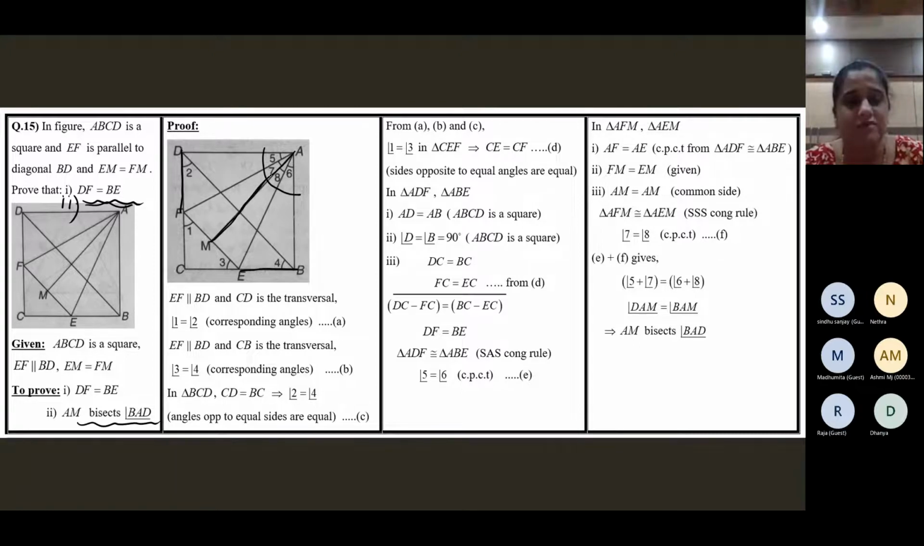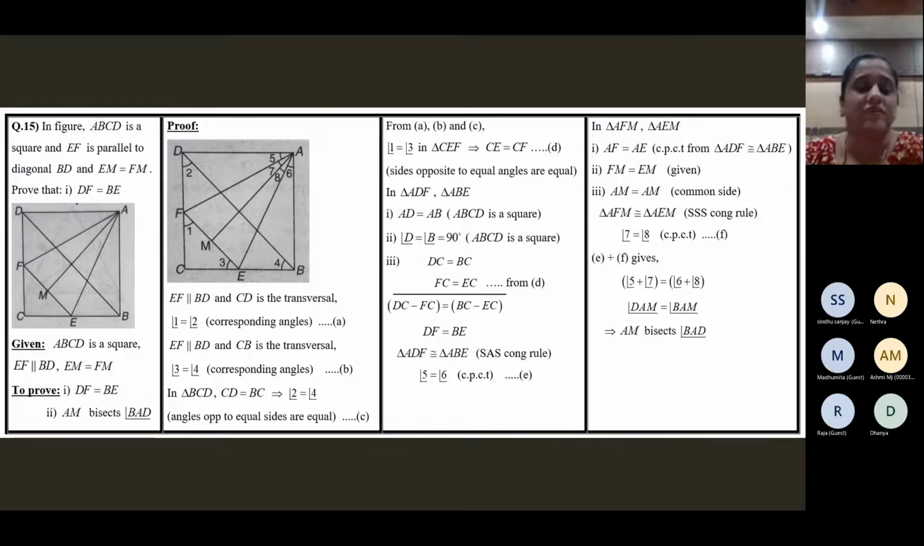AM bisects BAD. What's the measure of this angle, children? 90 degrees, ma'am. So you must prove that AM bisects the corner angle A. You don't have to find the magnitude. I just asked you what the measure of that angle is, because it's a square. Every corner is a right angle. All right, children, let's get started now.